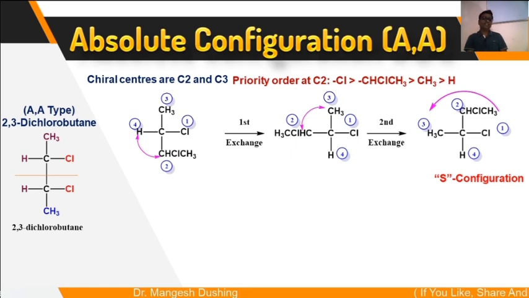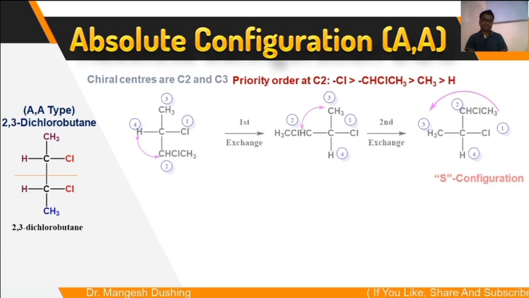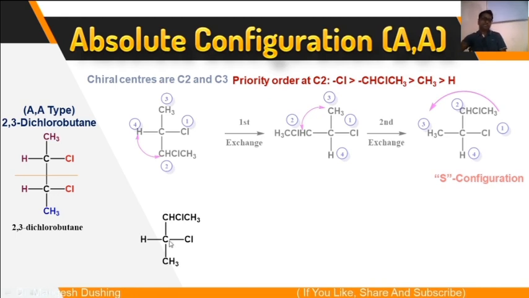Similarly, you have to find out the absolute configuration for C3 also. So you have to write like this. This is the chiral center C3. So H is on the left hand side while Cl is on the right hand side. This is CH3 and this is the group. You have to write like this. Then try to give the priority order. As usual, Cl will get the first priority. CHCl3, this group, will get second priority. Then CH3 as third and H fourth.